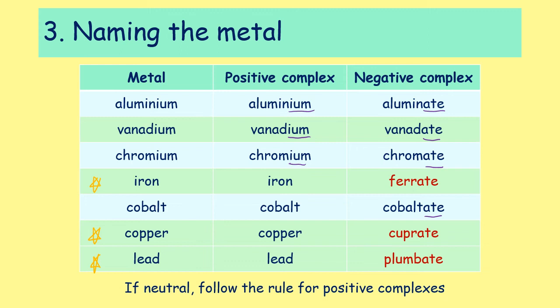I know this is really annoying, but they definitely like to throw in an example of either iron or copper. But remember that rule only applies when it is negatively charged. If the complex is overall positively charged, the metal name just stays exactly as it is.